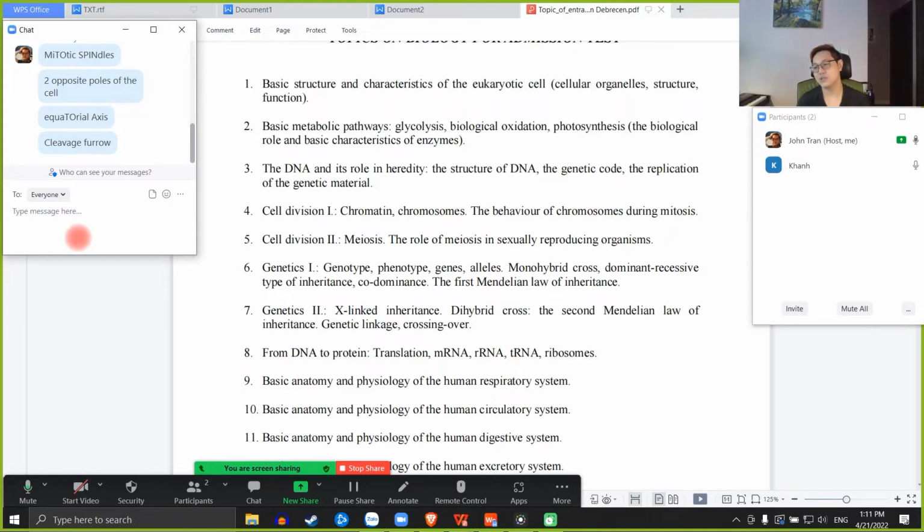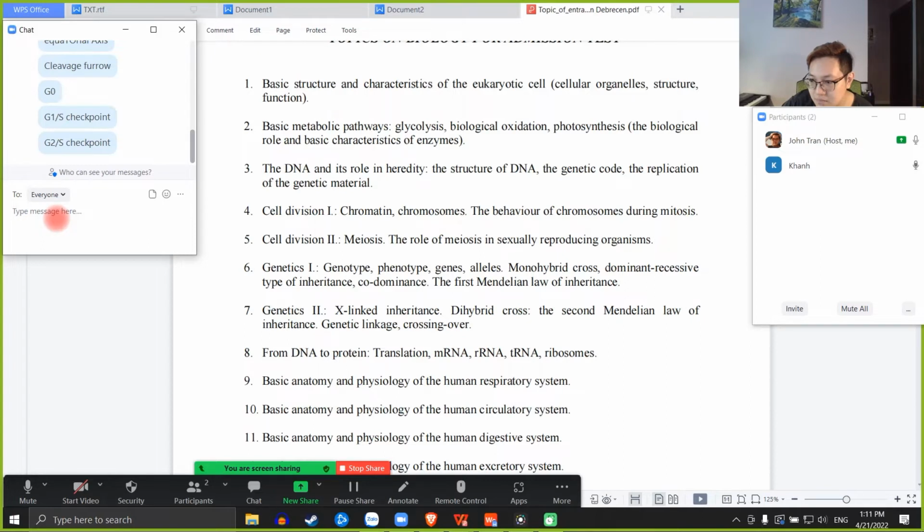Okay, please describe G1, S, G2 phase during interphase. You should also describe the checkpoint as well. Nó có một số cái điểm để mà nó kiểm tra checkpoint. Like for example, you have G0, you have G1/S checkpoint, you have G2/S checkpoint. You know, you remember them?